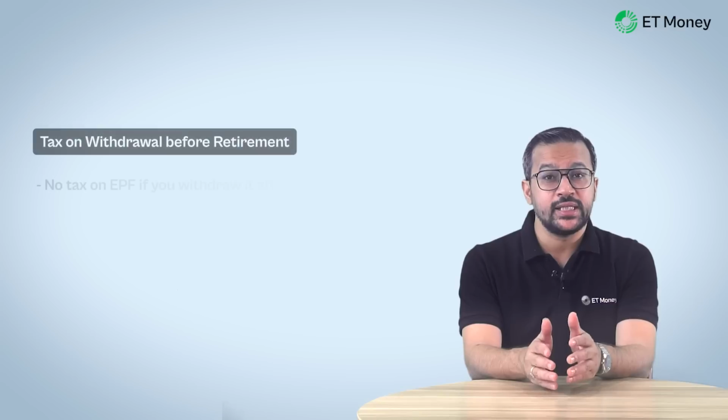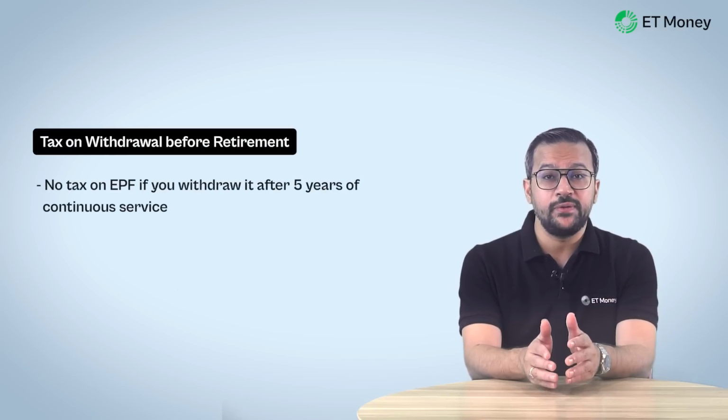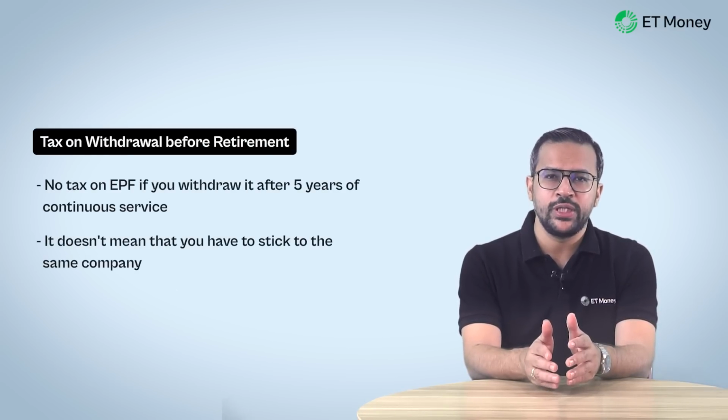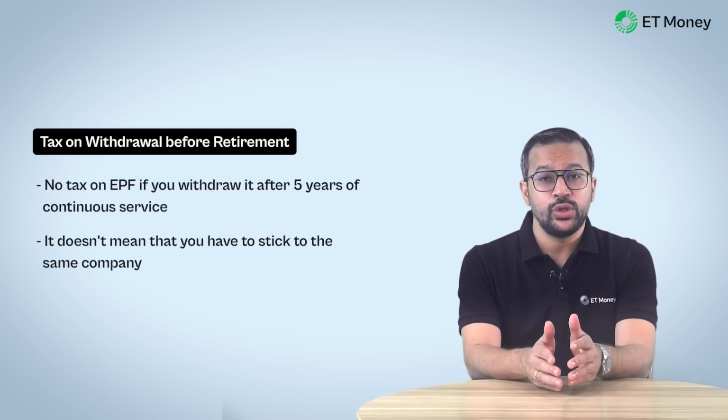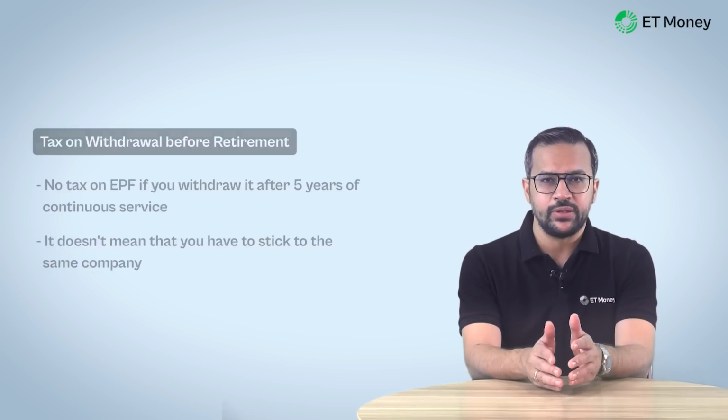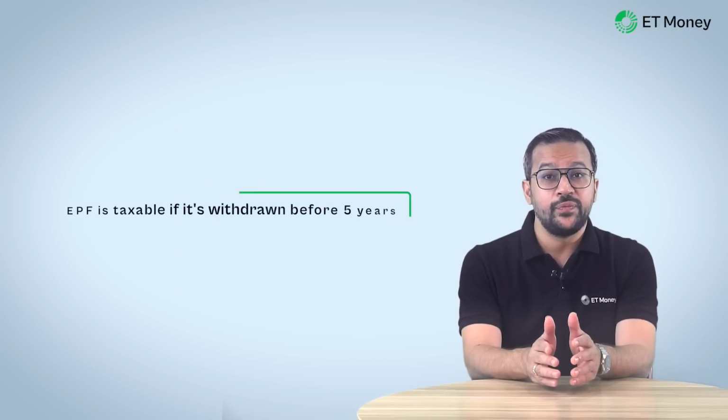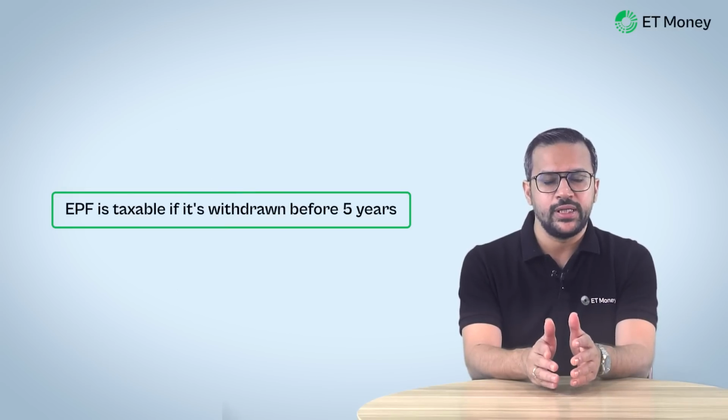In that case, it's tax-free if you withdraw it after 5 years of continuous service. Now, continuous service doesn't mean that you have to stick to the same company. It could very well be in different companies, but you should have contributed to the EPF without any gaps. But in general, if you are withdrawing the EPF before 5 years, it is taxable.